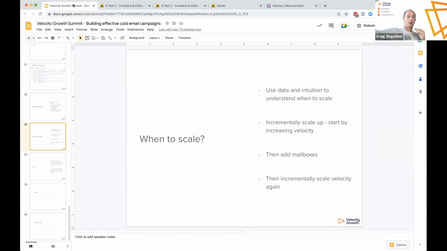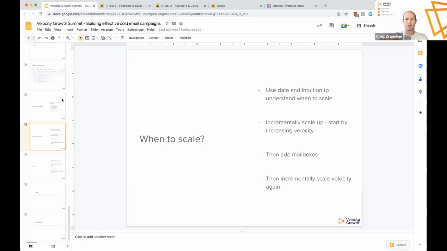Make sure you're doing that warm up inbox. And then you can start to build a lot more depth with these cold outreach campaigns. And this will take you months to do. This is not going to be an overnight thing. At scale, you add those multiple mailboxes, which is what we talked about. And then you can increase the velocity again.